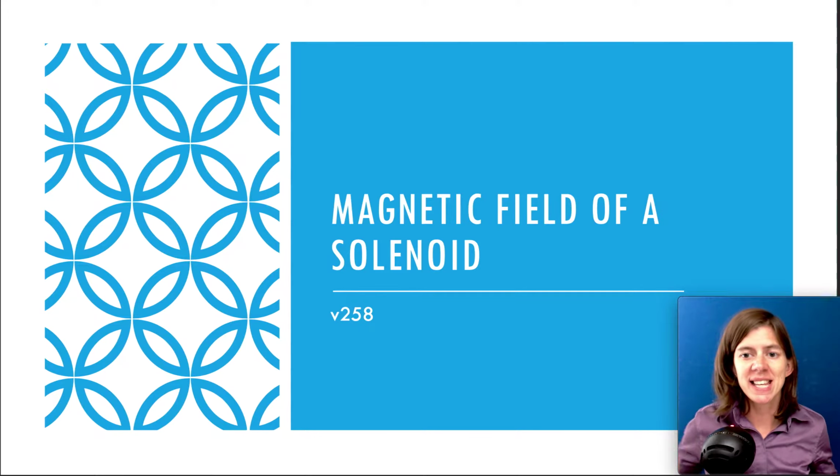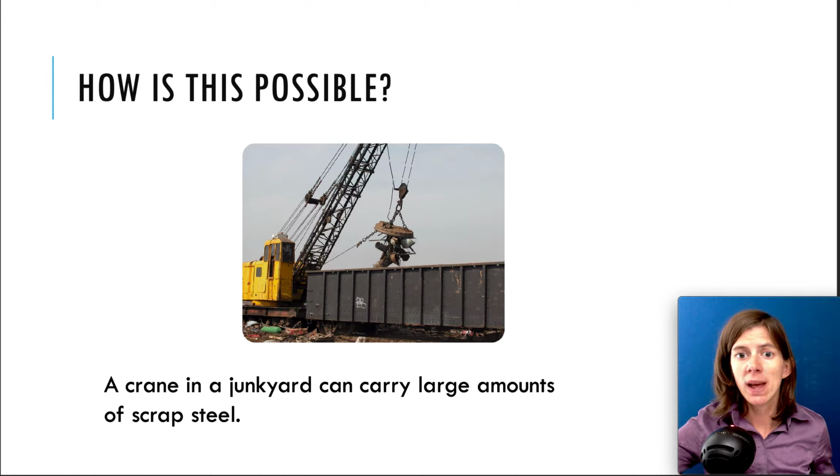Hey everyone, this is video 258, magnetic field of a solenoid. Let's start off this video with a question. A crane in a junkyard can carry large amounts of scrap steel, right? How is it that this part here can carry all of that weight? What do you think it is? Please put your thoughts in the comments below.